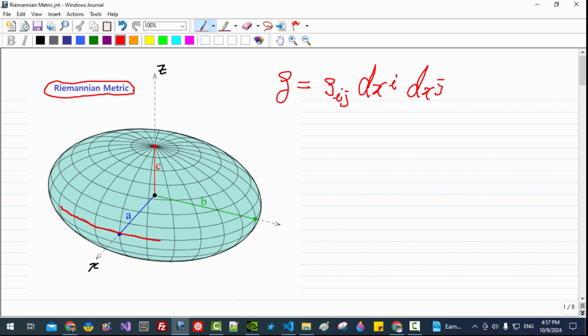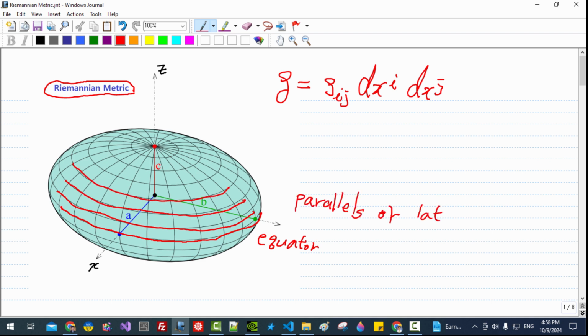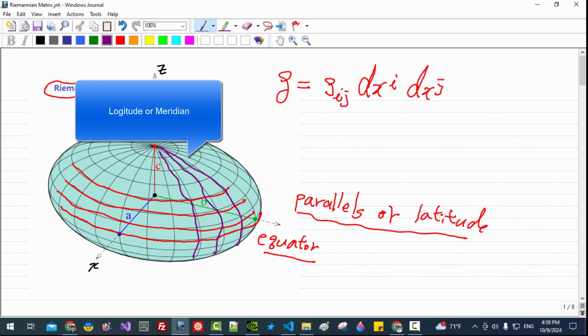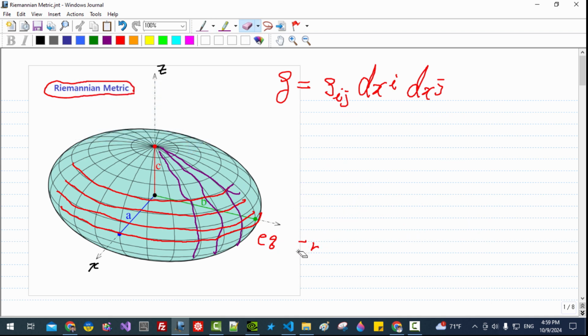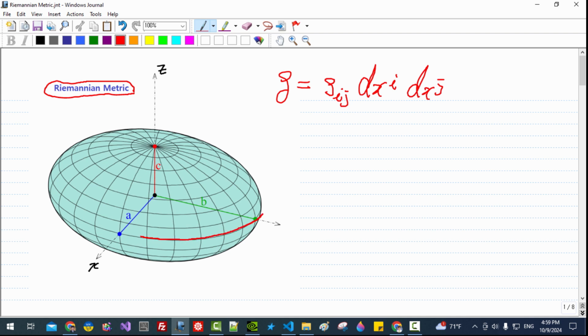This is the equator. These are called parallels. All these things are called parallels or latitude. So you have to remember these terms. Then these lines are called longitude. You have to remember these terms. Now I delete once again.